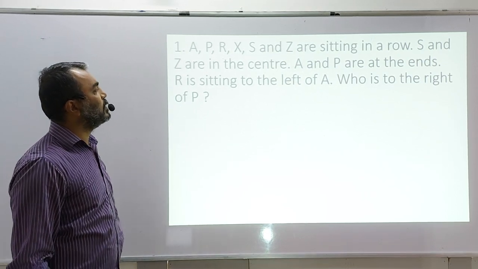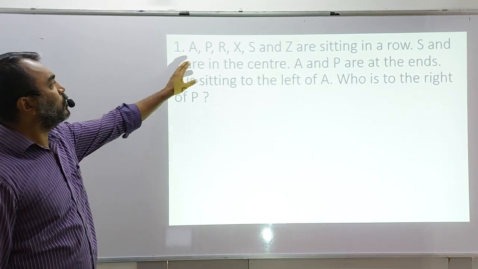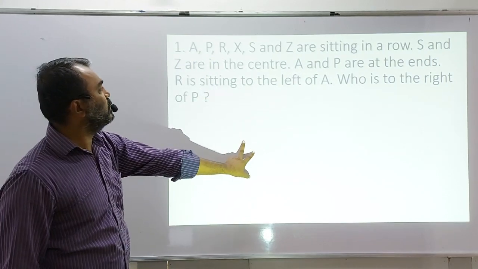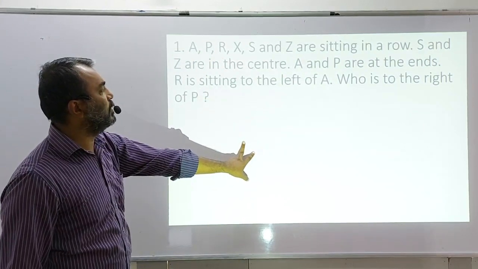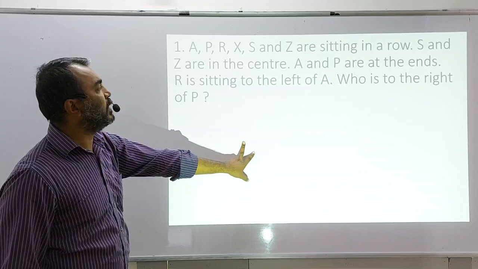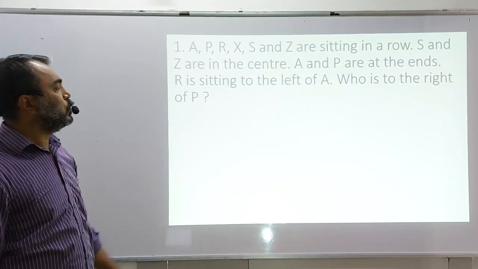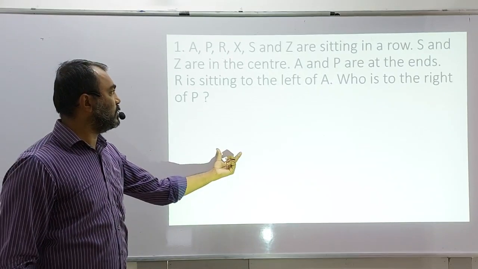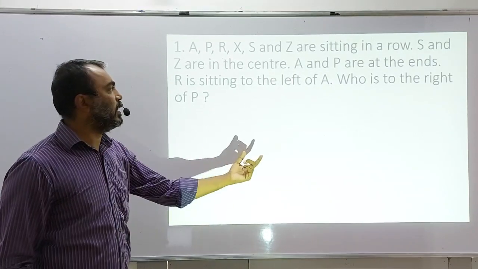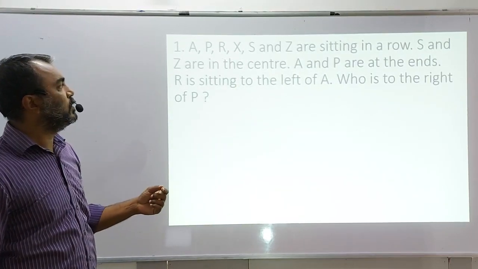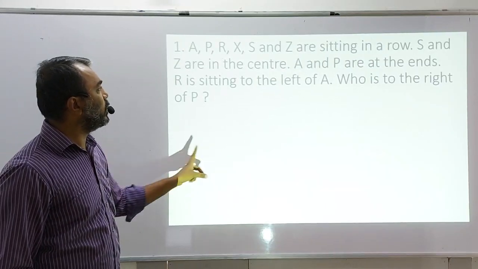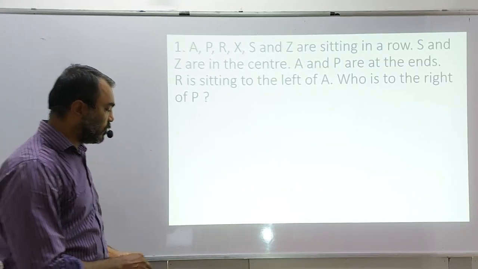S and Z are in the center. So out of the 6, 2 people are in the center. Who should be in the center? S and Z. A and P are at the end. So you have to put A and P at the end. So what do you start with? You put S and Z at the center, A and P at the end. But what is not mentioned is whether A is on the side of S or on the side of Z.